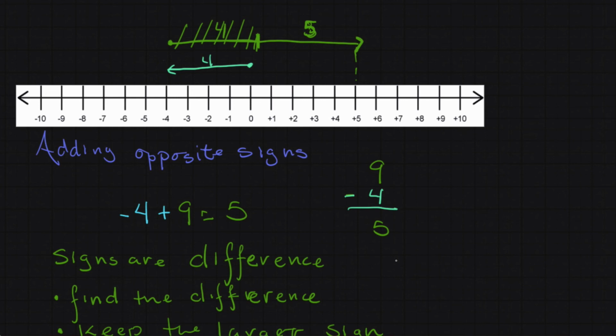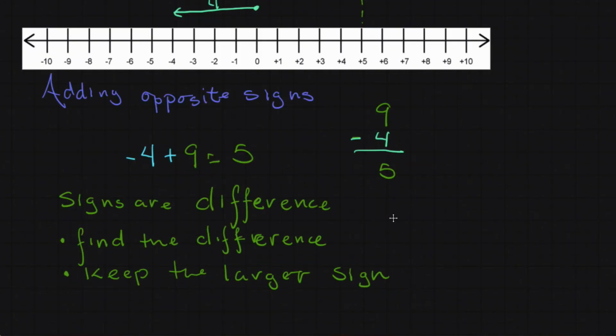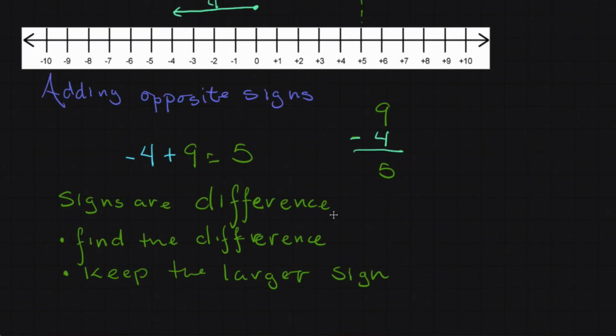All right, so that's our simple rule, right? If the signs are different, find the difference and then keep the larger sign. All right, that's it.